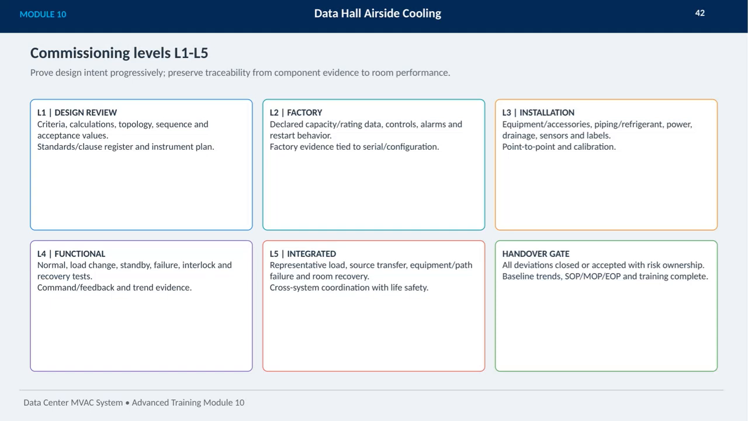Now let's dive into commissioning levels for the Data Hall Airside Cooling System, spanning from L1 to L5. These levels are designed to progressively prove design intent while maintaining clear traceability from individual component evidence all the way to overall room performance. At L1, we start with the design review, looking closely at criteria, calculations, system topology, sequences, and acceptance values. We also verify standards compliance and establish the instrument plan.